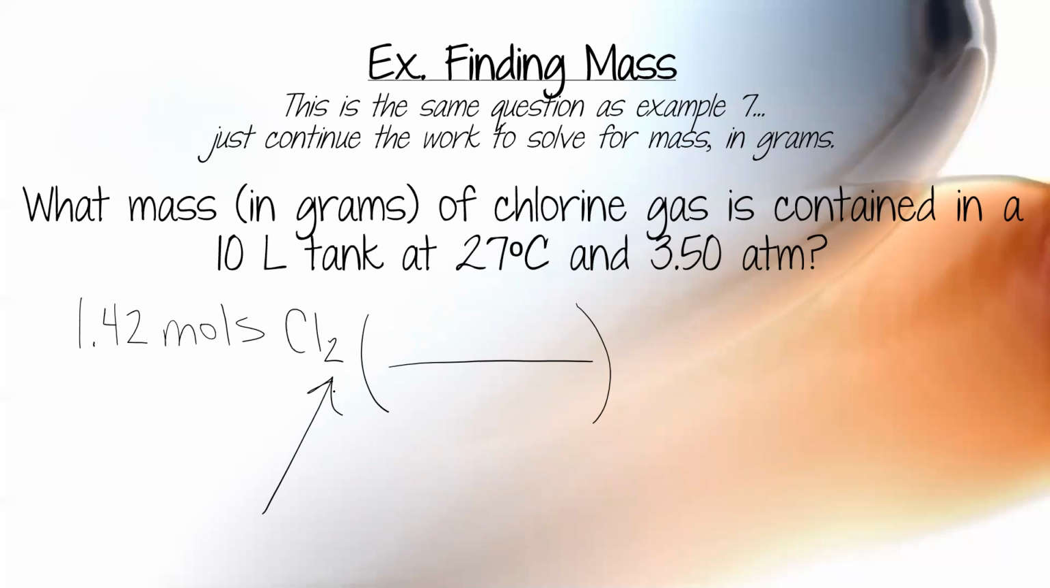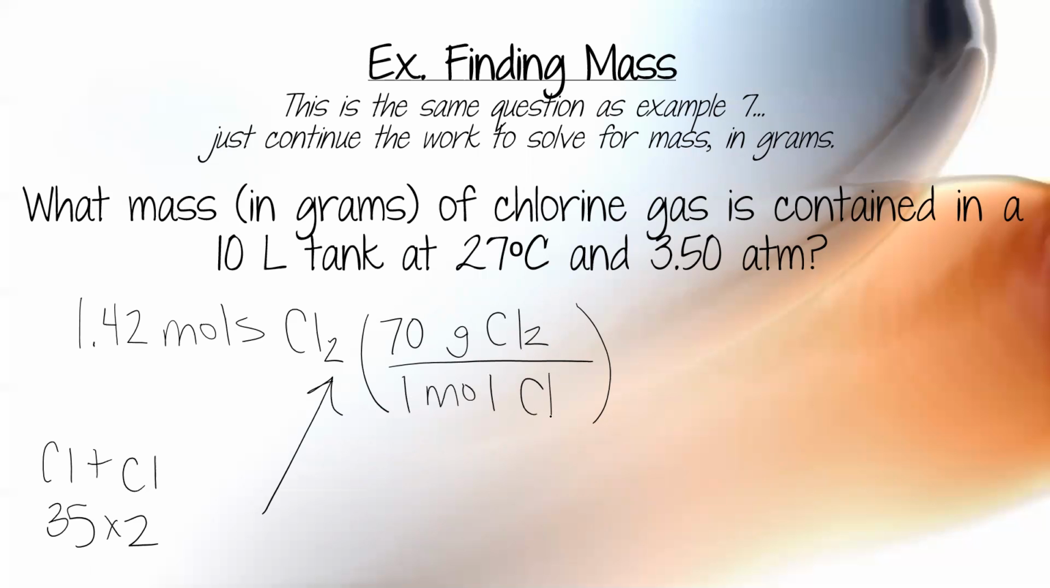Chlorine is diatomic. There's 2 of them. So I have to do chlorine plus chlorine, 35.45 times 2. There has to be 2 chlorines. If you put 35 there, you're going to mess up. So the molar mass goes on top. I just got this from the periodic table. This is the atomic mass, finding molar mass, and then 1 mole goes on the bottom always.